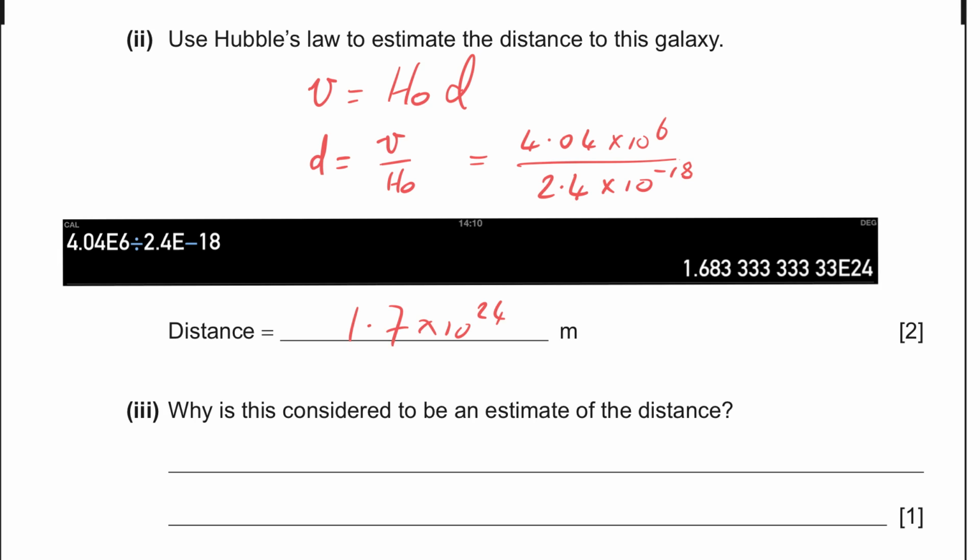Why is this considered to be an estimate of the distance? Well, the main reason is that h naught itself is only an estimate. It's based on various kinds of experiments that don't agree to a very high accuracy. It also assumes that the velocities are constant as well, which they probably wouldn't be. But yeah, h naught itself as an estimate is a simple enough answer, and that's certainly what the mark scheme is suggesting you put down.